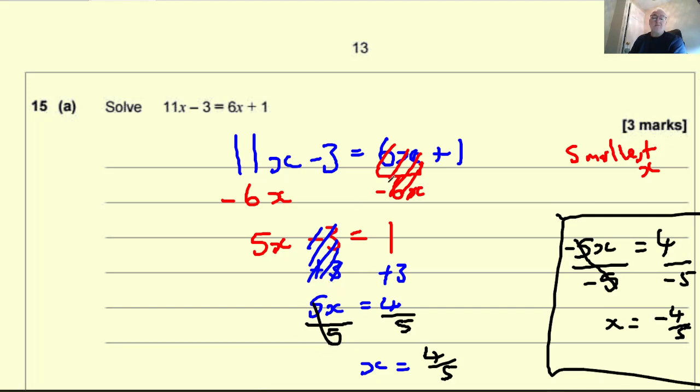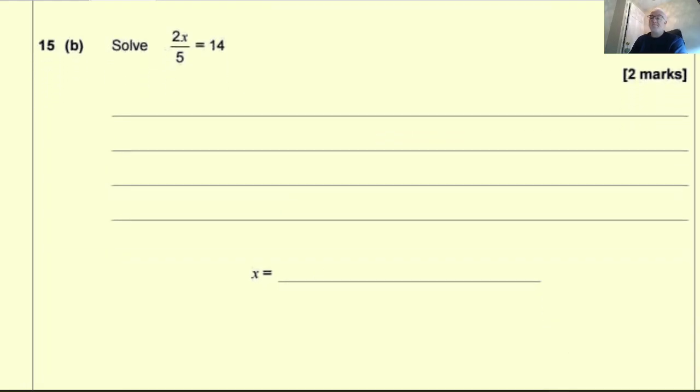Ideally, by taking the smallest version of x, you should always have a positive variable left. But if you don't, if you've got a negative on there, you can divide through by the negative and that will cancel that out. Question 15b.